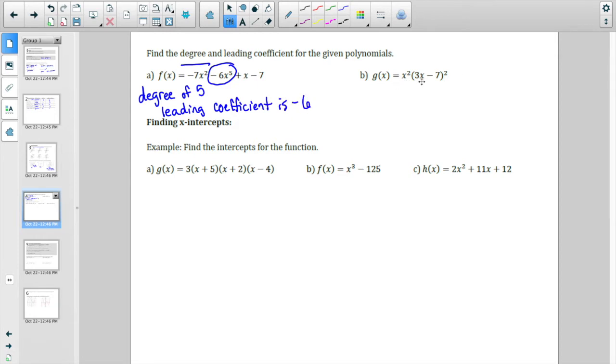Now, on this next one for g of x, you don't have to multiply this out. You could if you wanted to, but you don't have to. If I were to expand this part right here, all I really care about is this first term. And if I square the first term, square the 3 and the x, I'm going to get a 9x squared. And I'm going to have other stuff. But then I'm going to multiply the 9x squared by this x squared. So my leading term is going to be a 9x to the 4th. And then I'm going to have plus or minus some other stuff. But I don't care about that. To get the degree, so this is a 4th degree. And the leading coefficient is 9.